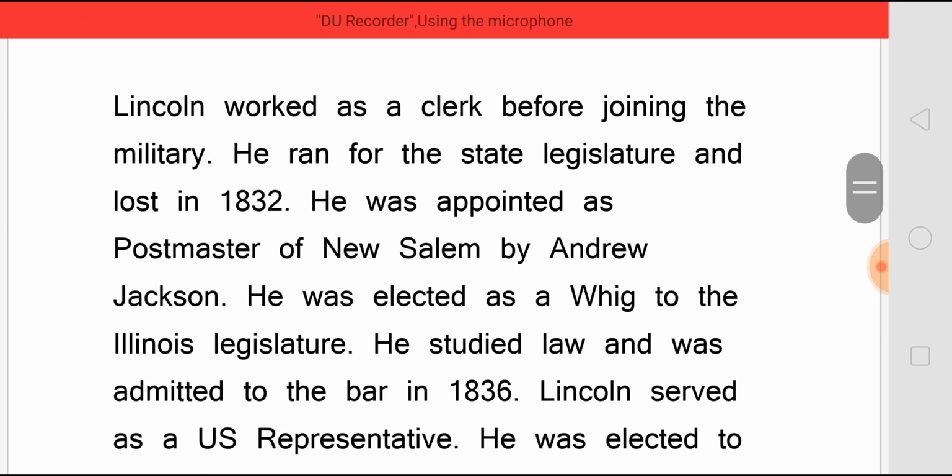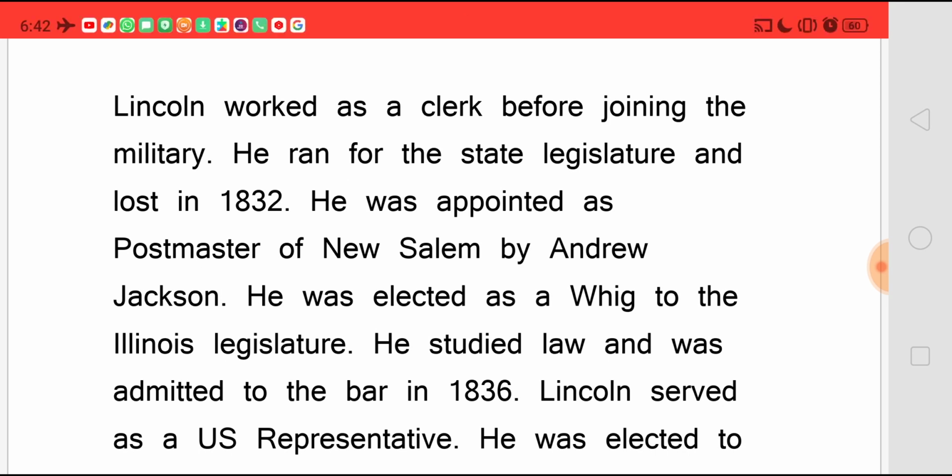Lincoln worked as a clerk before joining the military. He ran for the state legislature and lost in 1832. He was appointed as postmaster of New Salem by Andrew Jackson. He was elected as a Whig to the Illinois legislature. He studied law and was admitted to the bar in 1836.